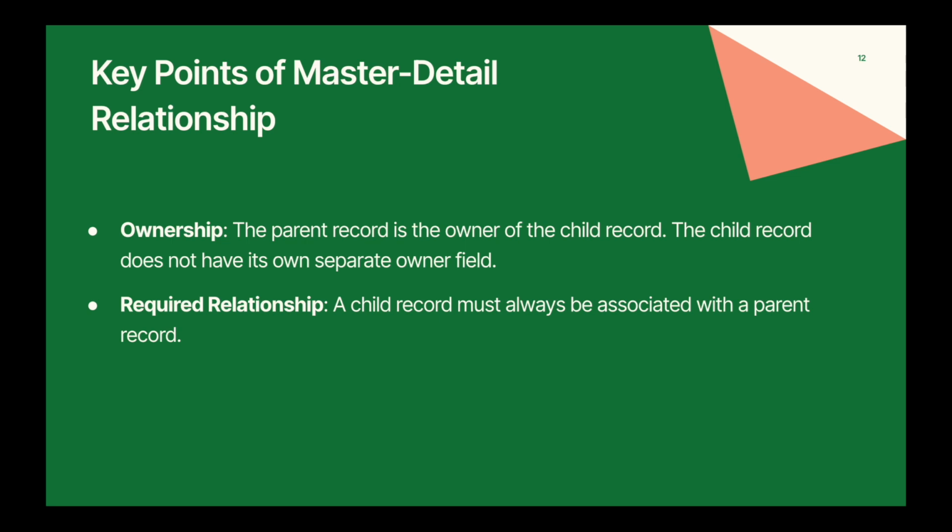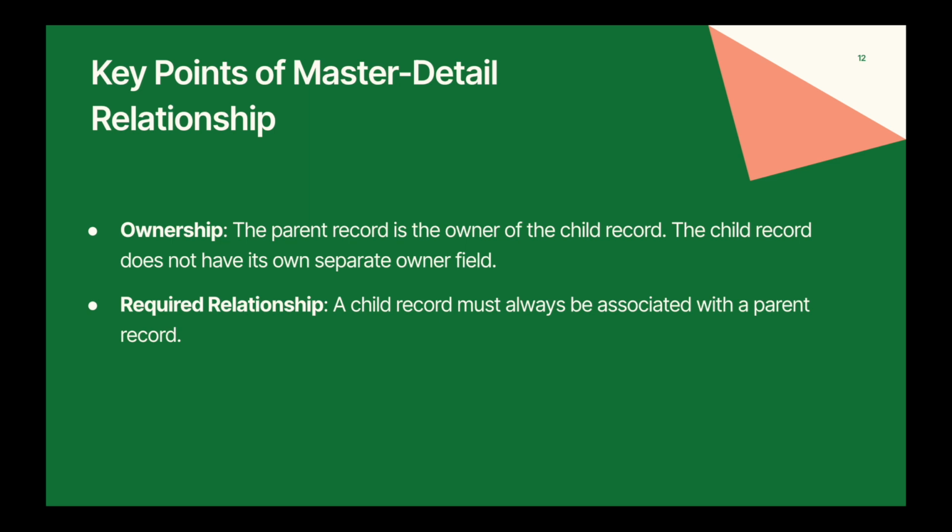In case of master detail relationship, the parent record is the owner of the child record automatically. You can't change that. But in case of lookup relationship, that's not the case. As I mentioned, it can exist independently, and the child record does not need to have a parent record as its owner. But in case of master detail, the child record does not have its own separate owner field.